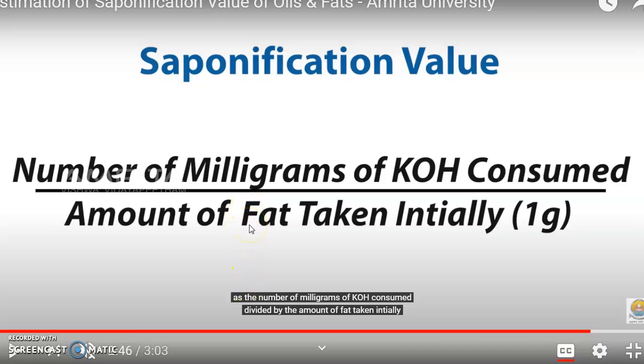Here the saponification value is calculated using the number of milligrams of KOH consumed and the amount of fat; it is a ratio. The number of milligrams of KOH consumed means your burette reading, and the amount of fat is what was taken initially. That may be 1 gram, 1.2, or 0.8, whatever the actual reading you took during weighing. You place that here, and the milligrams of KOH consumed you place here. In this way, you can calculate the saponification value of any fat and oil.